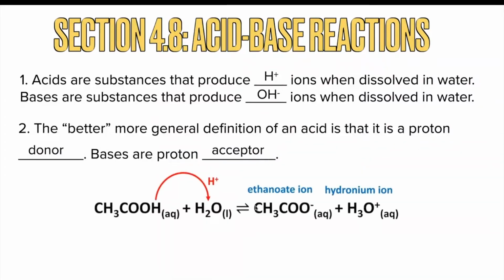So this is what we mean when we say proton donor and proton acceptor. Right here, this H is going to get donated to the H2O, making an H3O plus. Now notice when this H is gone, now this overall ion has a negative charge to it.